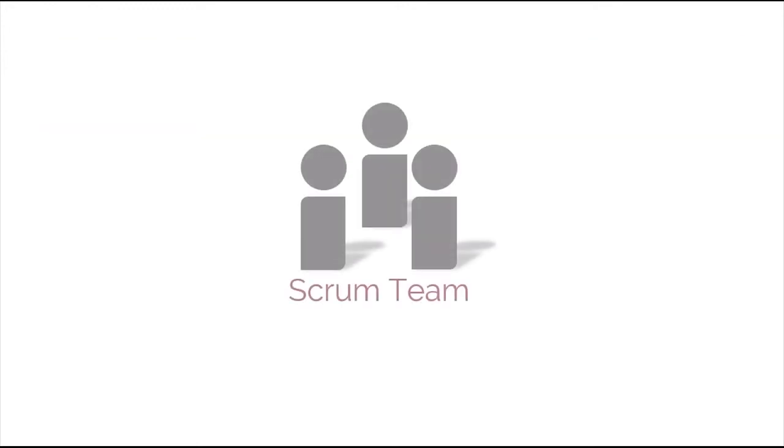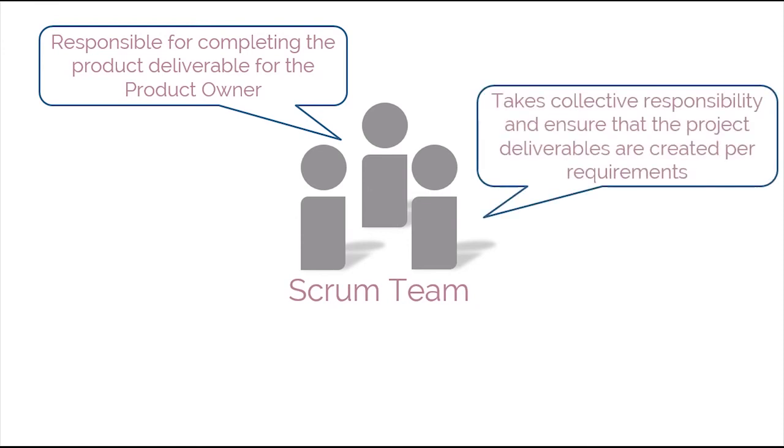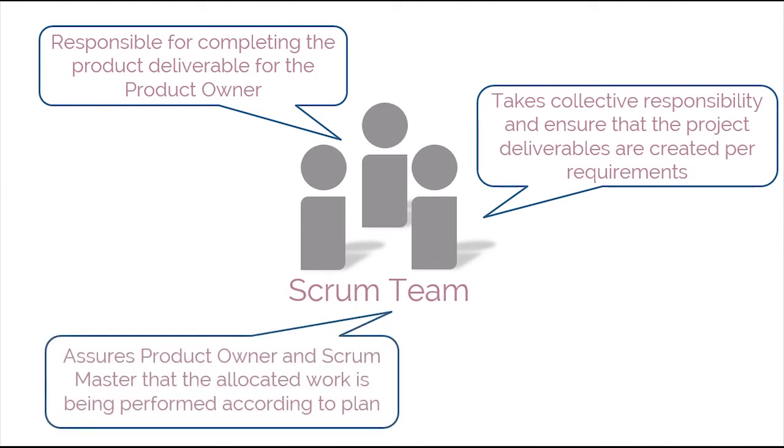Last, we're going to talk about the Scrum team. In simple terms, the team is responsible for completing the product deliverables for the product owner. The team takes collective responsibility and ensures that the product deliverables are created per requirements. It also assures the product owner and Scrum Master that the allocated work is being performed according to plan.